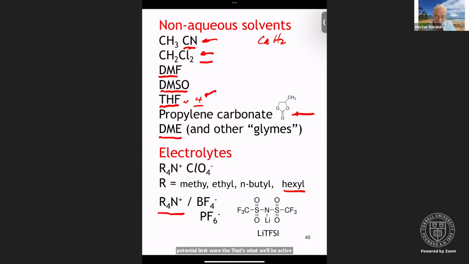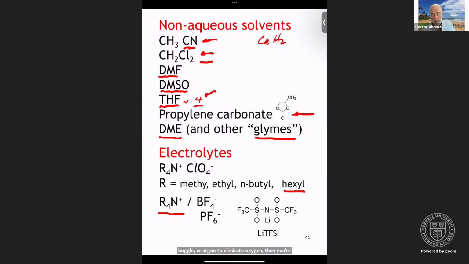Dimethoxyethane and other quote-unquote glymes, these are basically polyethers. Similar to THF, they have a relatively low dielectric constant, but they're a little bit less volatile. So, you know, one of the issues with THF is if you bubble nitrogen or argon to eliminate oxygen, then you're really evaporating THF.